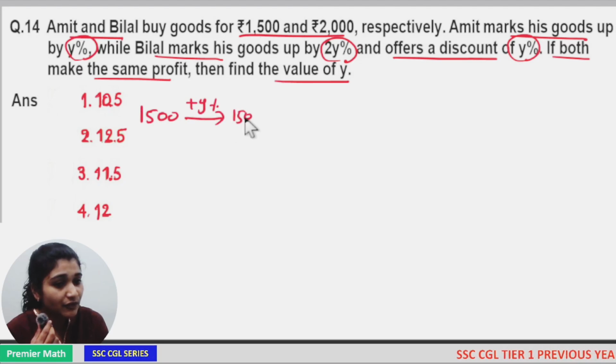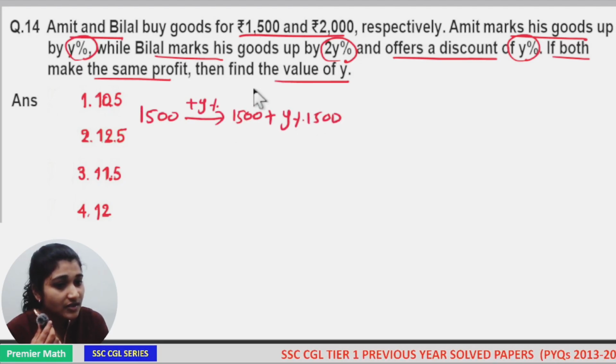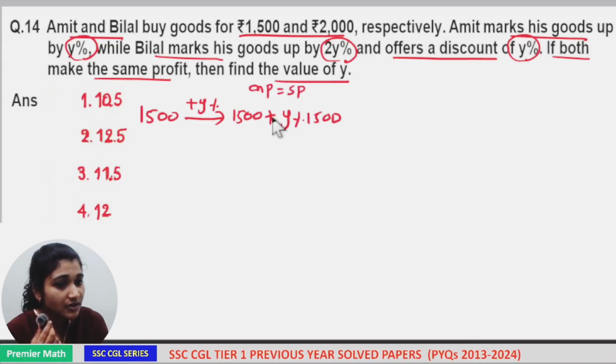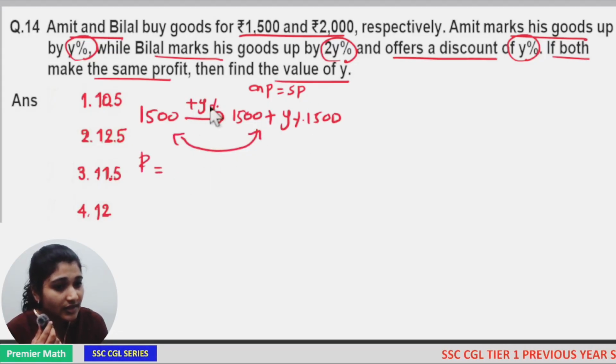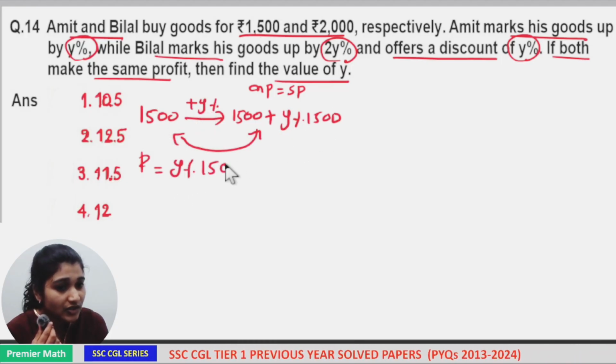That is the initial 1500 plus y percentage of 1500 as his marked price, and he sold it at this price, meaning marked price equals sell price. Then the difference between these two is the profit here. Profit is equal to just the increment, which is y percentage of initial cost. That is the profit here, y percentage of initial cost.